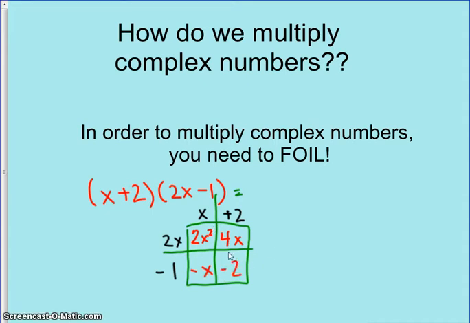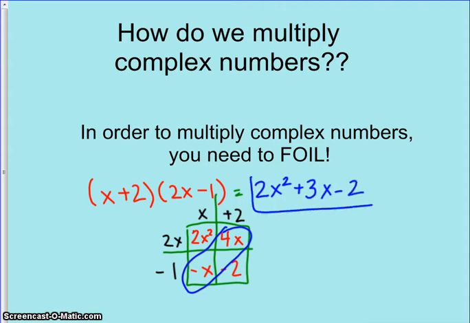Now what's nice about this is that the organization that follows, these two here, 4x and -x, are like terms and can be combined. So I simply write 2x squared plus 4x and -x are 3x, and then minus 2. So that's how you would multiply two binomials.